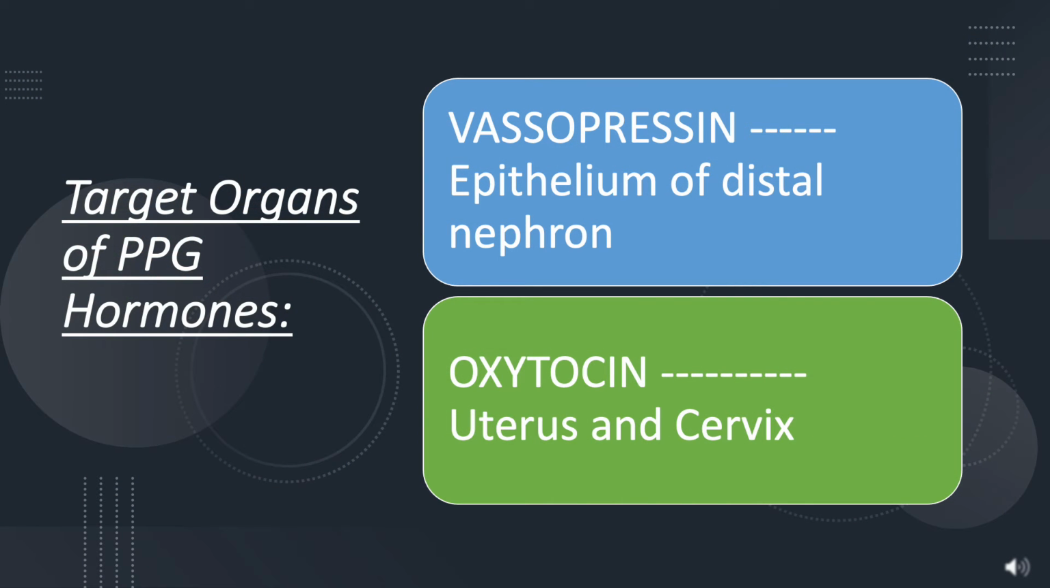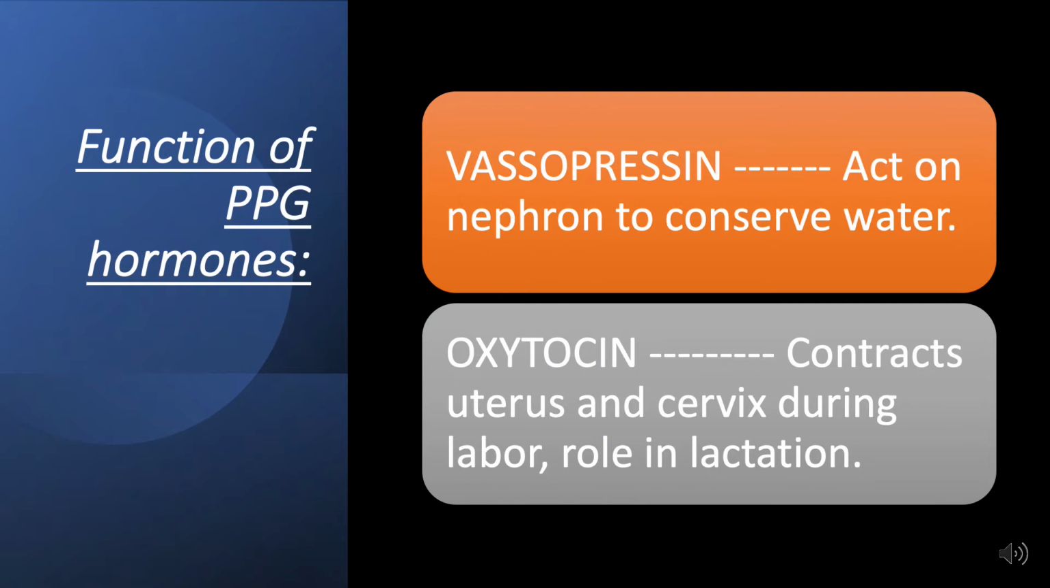Target organs of posterior pituitary gland hormones. The vasopressin target organ is the epithelium of the distal nephron, and the oxytocin target organ is the uterus and cervix. Function of posterior pituitary gland hormones. Vasopressin acts on the nephron to conserve water. Oxytocin contracts the uterus and cervix during labor and has a role in lactation.